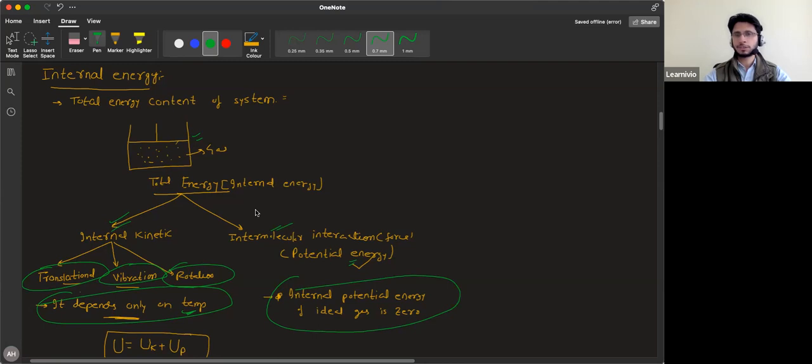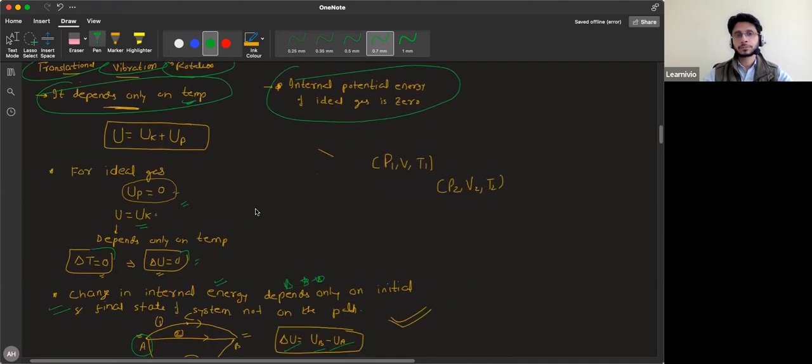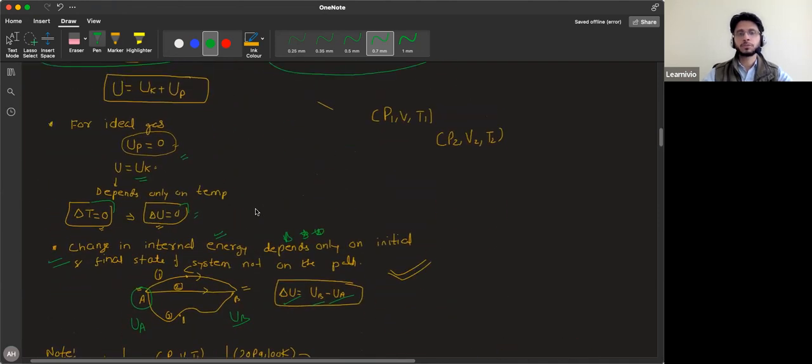In the whole discussion, this theoretical part that we have discussed is the most important part that you will be using in the numericals. The concept of internal energy, kinetic, potential. And this part is super crucial. This thing and this thing.